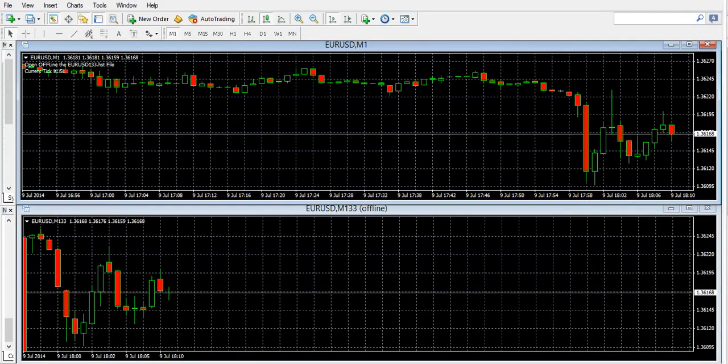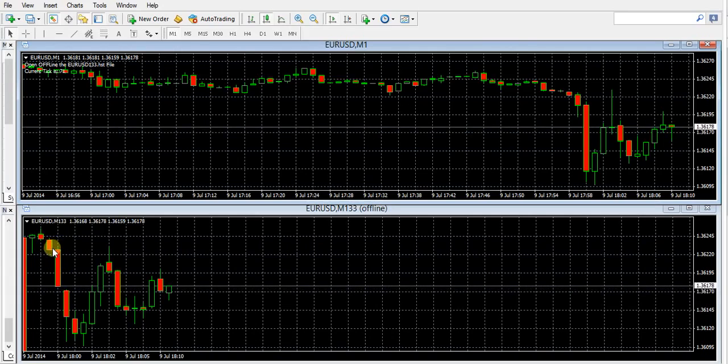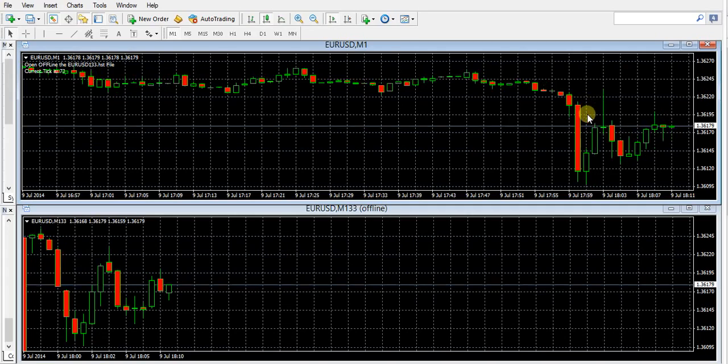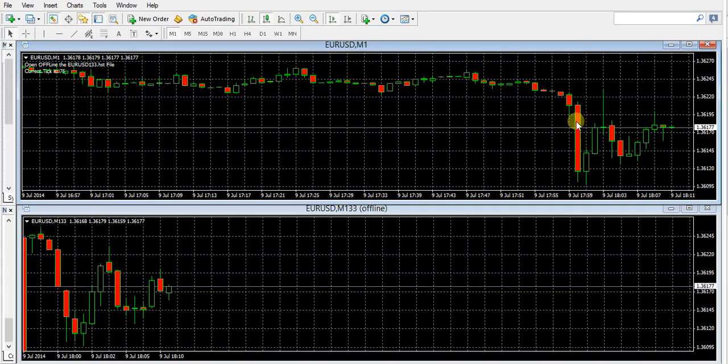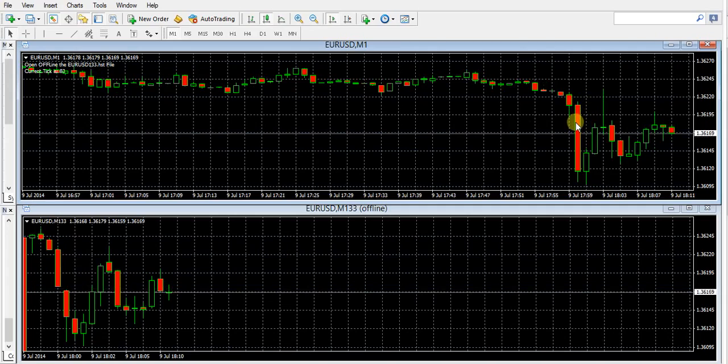And what do I mean again by confirmation of the trend? You're looking for the same production and the same development of candlesticks, both in the 133 tick chart and also in the M1 60-second candlestick chart.